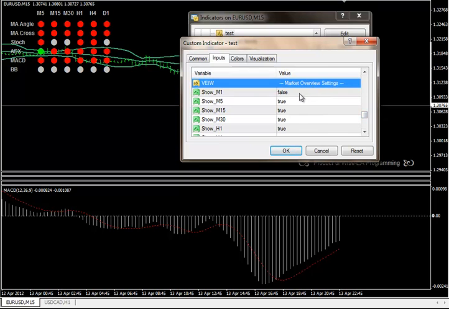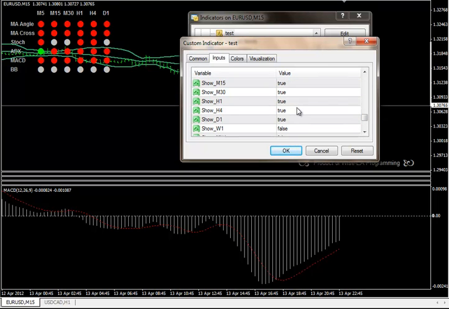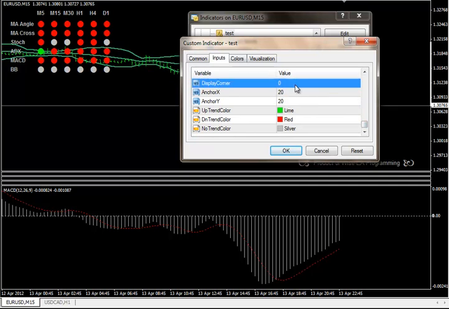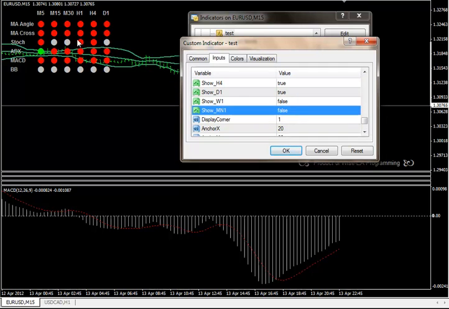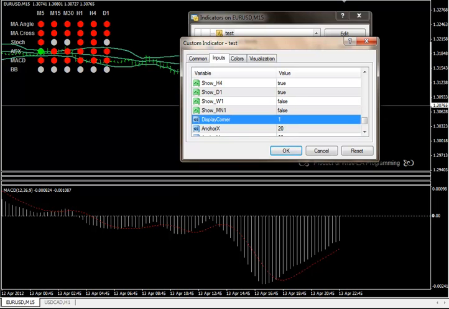And for market overview settings, these are the time frames you want to choose. Maybe you only want to analyze just one time frame. Then you can set all others to false, just one to be true. Or you want to display all time frames. Or you just want to analyze just one indicator. You could set all others to false and just leave that one. And then display corner. You could choose between 0 to 3. This is 0, 1, 2, 3 here. Most likely you want to choose 0 or 1. Let's just use 1 here.